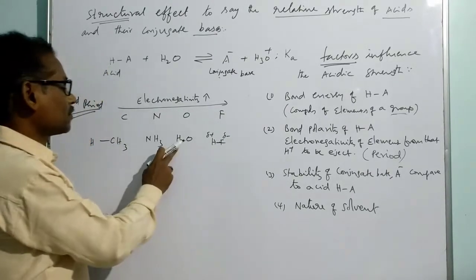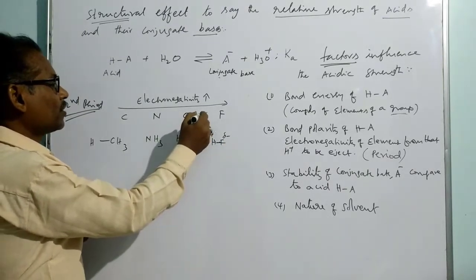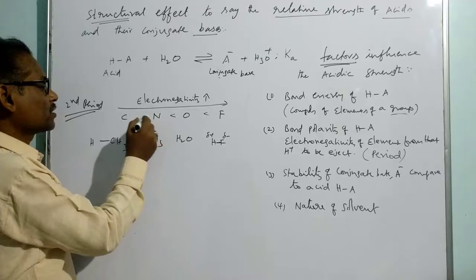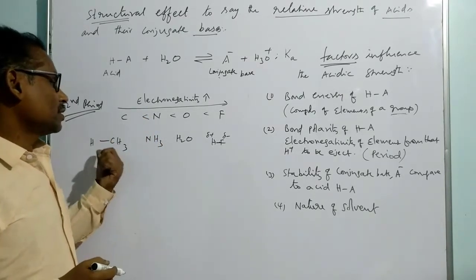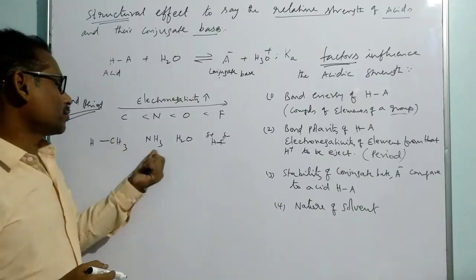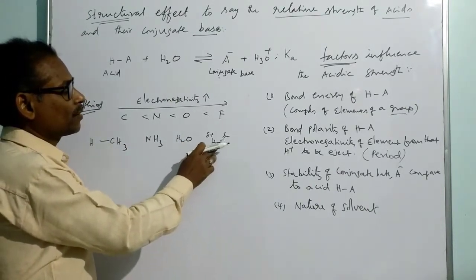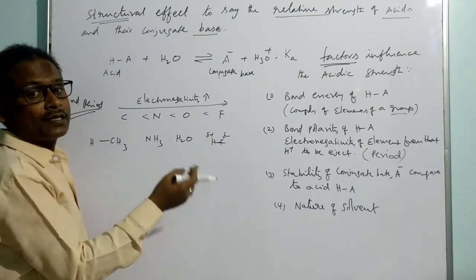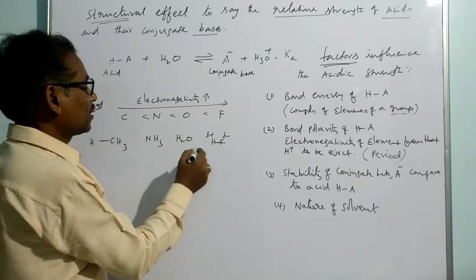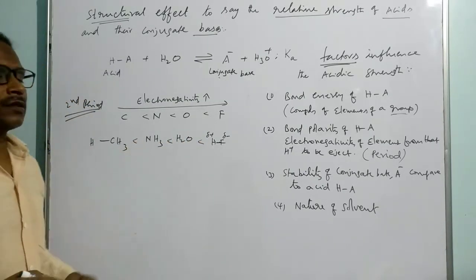So compared to this one, because fluorine is, what is the electronegativity order? Fluorine is highest compared to oxygen, which is highest compared to nitrogen. As the electronegativity of elements increases from carbon to nitrogen, nitrogen to oxygen, oxygen to fluorine, you can say the bond polarity is highest here. That makes the breaking of the bond easier, the ejection of proton easier. So like that, you can give the order of acidic strength. This is the order of acidic strength.